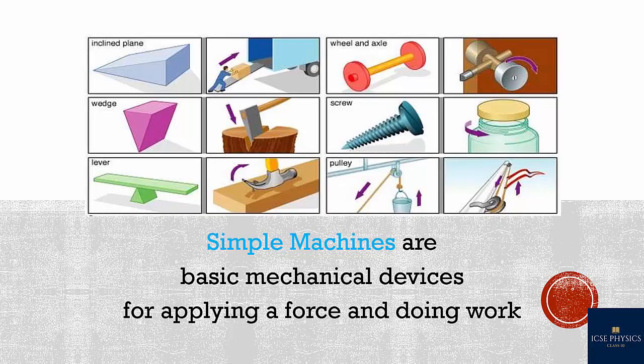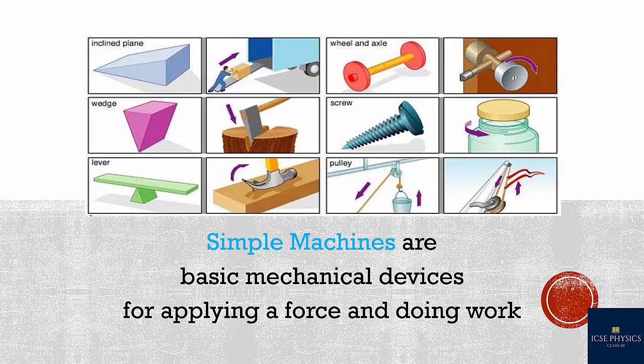What is a machine? Simple machines are basic mechanical devices for applying force and doing work. As you can see in this picture, an inclined plane is also a type of machine. Physics says that it is a machine. When you think of a machine, you will think of a washing machine. You may think of a sewing machine. But this simple inclined plane is also a machine according to physics.